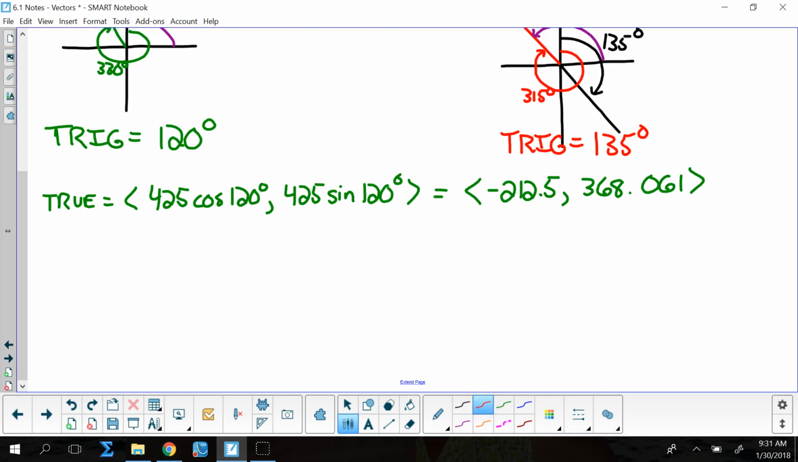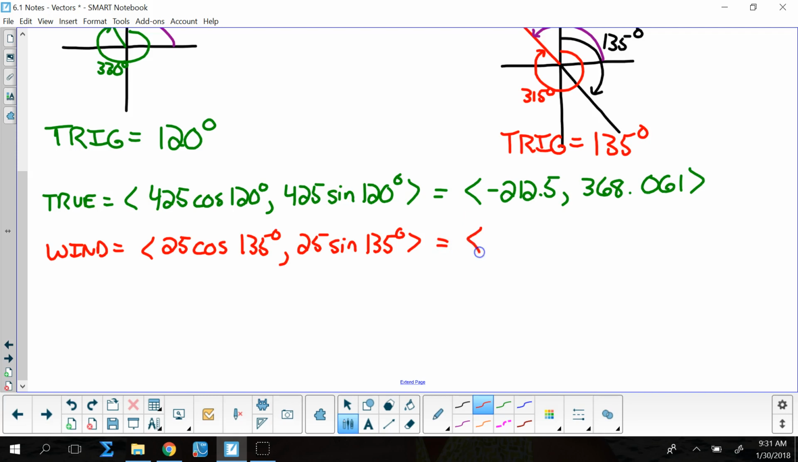Then I have a wind vector of 25 times the cosine of 135 degrees and 25 times the sine of 135 degrees, which is negative 17.6777 and 17.6777.